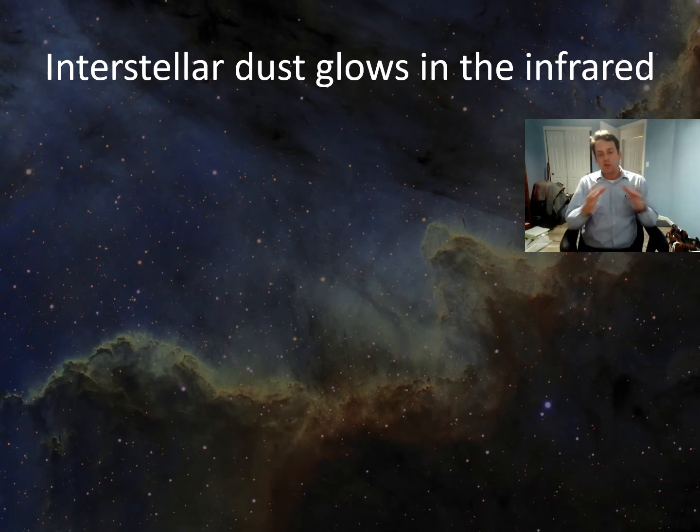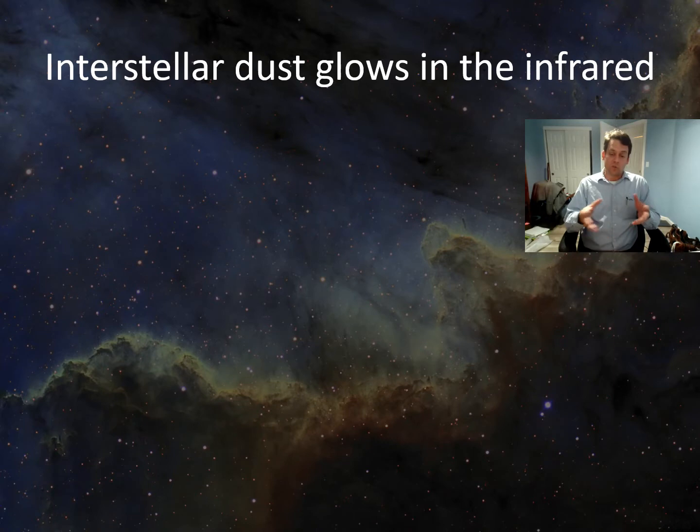So we've talked about interstellar dust absorbing things and the effect that that has. But it turns out that when it absorbs that light, it warms up, right? Light is energy. If you absorb that energy, you're going to warm up just like you do when you're outside in the sun. Well, interstellar dust also warms up, and as we've said over and over again, anything that's not at absolute zero temperature emits a black body spectrum, emits black body radiation.